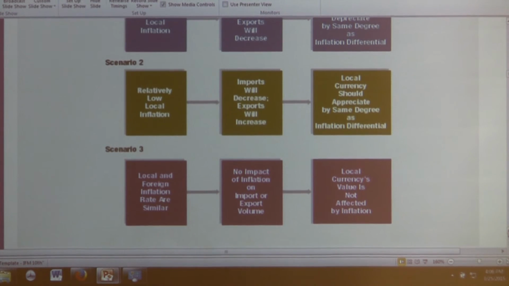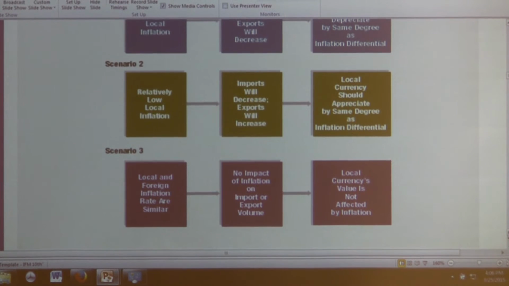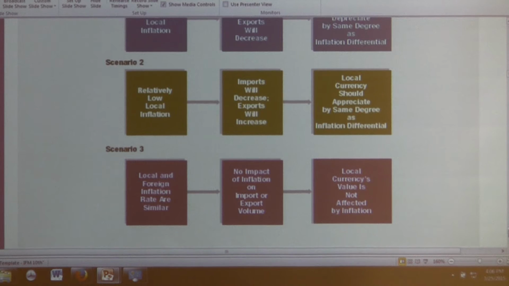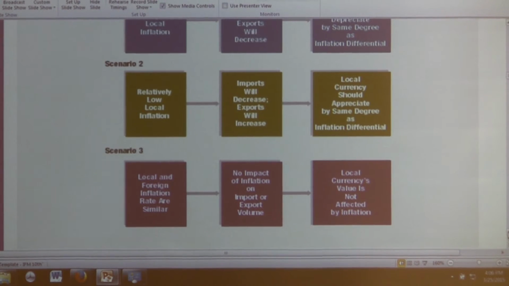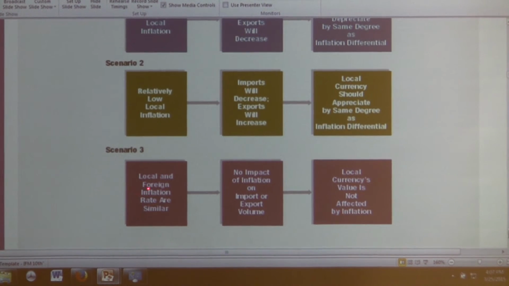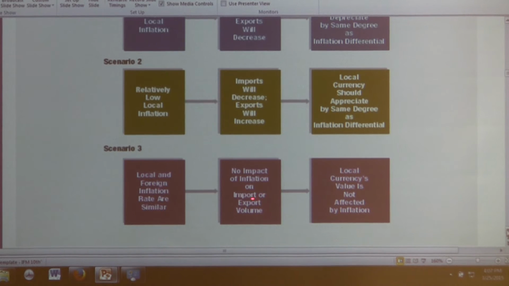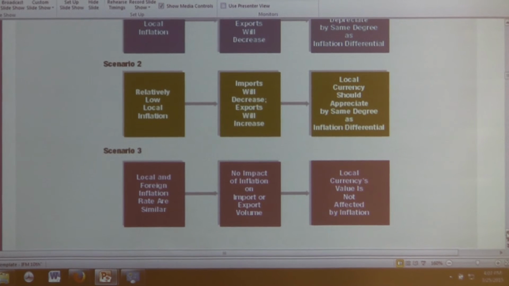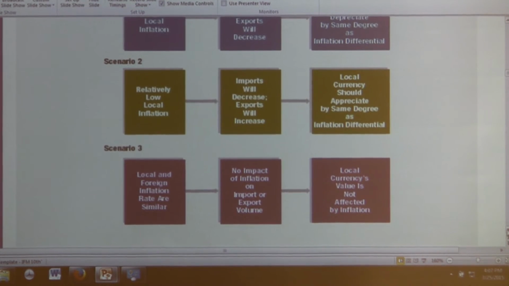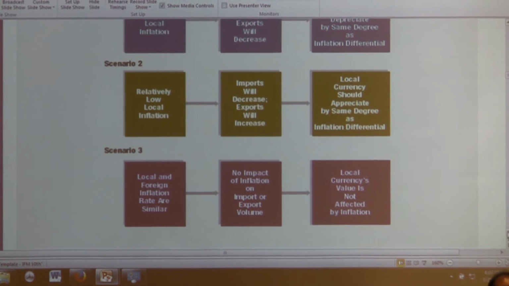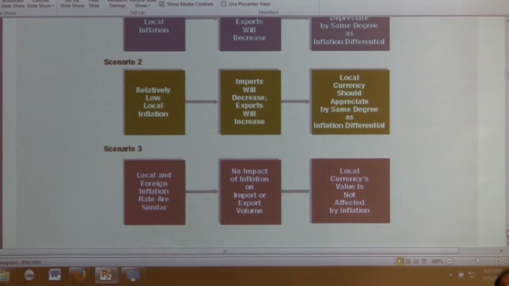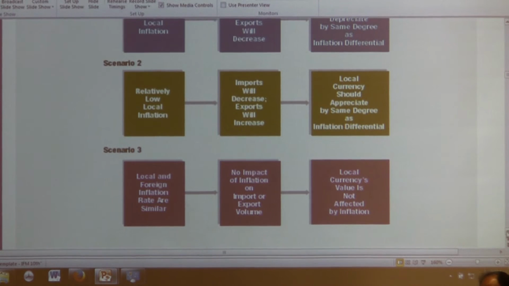So that's what we talked about, the US dollar and the euro. What we said was, in the US, the inflation is 3%. In Europe, it's 5%. We can expect the US dollar to go up by 2%. So that is what we see here in the case of scenario 2. And the last case is local and foreign inflation are similar. No impact of inflation on import or export volume, and the local currency's value is not affected. So what we are saying here is that if the inflation is 3% in the US and 3% in Europe, the exchange rate should be unchanged. That is what the purchasing power parity tells you. Okay?